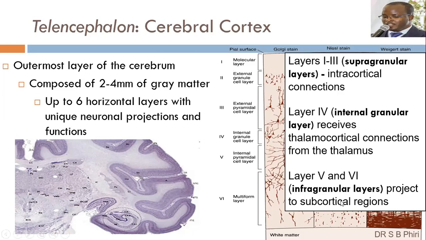So they project to the subcortical regions. So you have projection of these neurons to the subcortical regions where you find those nuclei like the basal ganglia. They can project to the subthalamic nucleus. Okay, so to different nuclei that are found within the brain tissue. So you find that there's communication in terms of coordination of motor information. So that's why you find different layers.